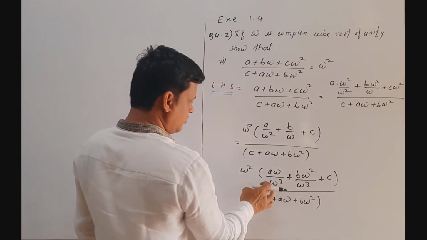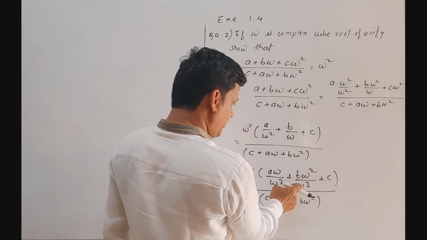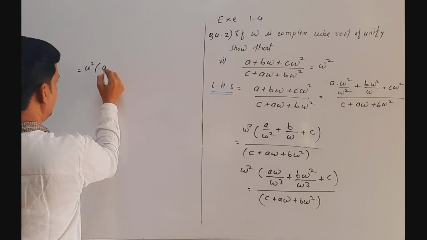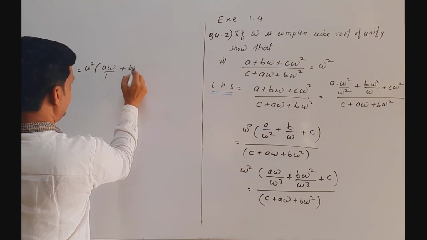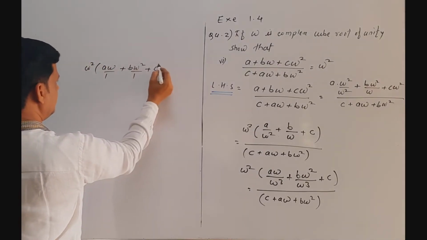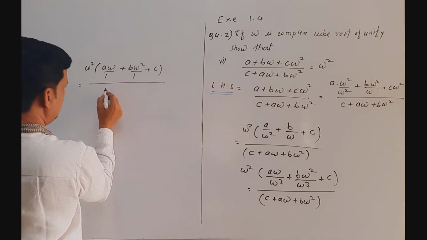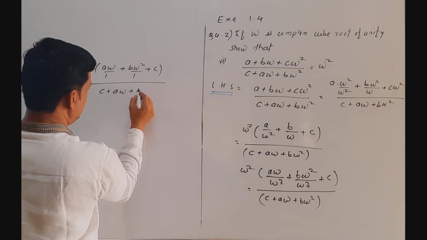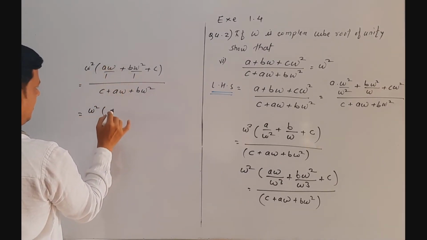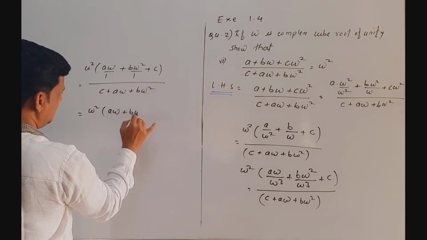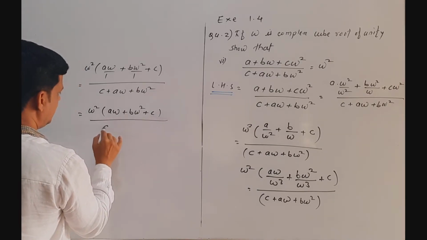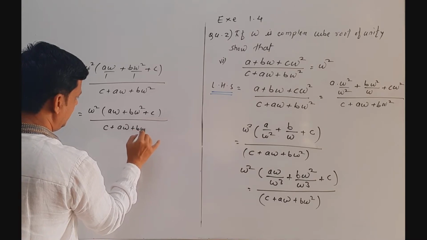So if you observe, this omega cube we replace by 1. So we write here omega square in bracket, A omega by 1 plus B omega square by 1 plus C, upon C plus A omega plus B omega square. So omega square in bracket, A omega upon 1 as A omega, plus B omega square upon 1 as B omega square, plus C upon C plus A omega plus B omega square.